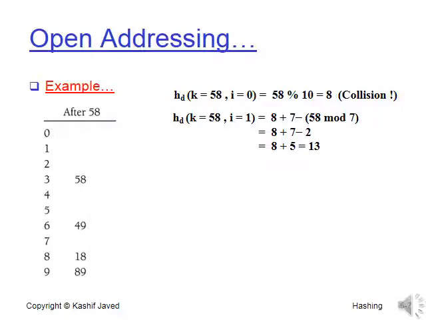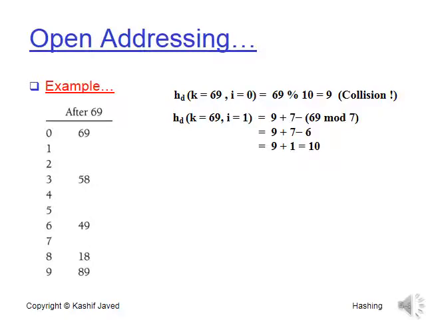We apply wraparound. Once we reach bin 9, then we wrap around to index 0. Index 0 is counted as index 10. Going ahead in similar fashion, index 3 is counted as index 13. Thus, we insert the number 58 into index 3 of our hash table.